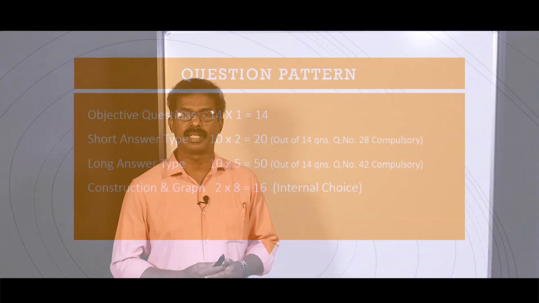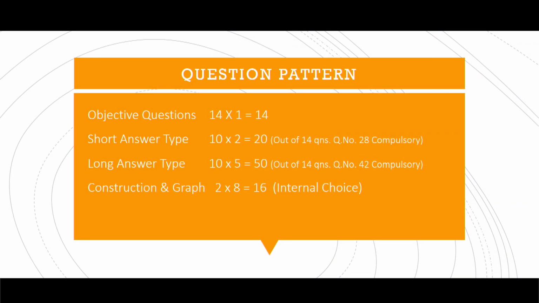Then you have long answer type 5-mark questions. That also you have to answer 10 questions out of 14 questions. Again, the last question is compulsory one. That is question number 42.